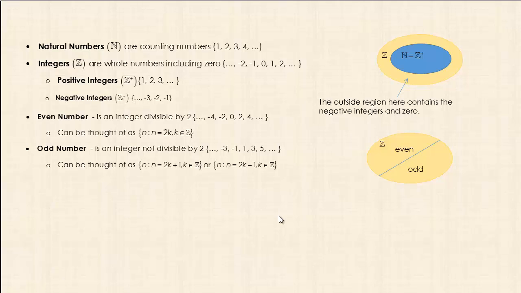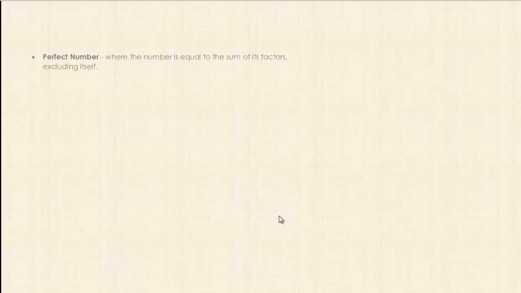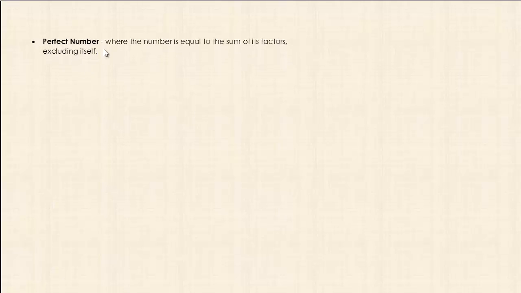Some other definitions that we need to be aware of. A perfect number is a number where the number is equal to the sum of its factors excluding itself. An example would be 6. The factors of 6 are 1, 2, 3 and 6. So if we add up the 1, 2 and 3, we get 6. So 6 is a perfect number.